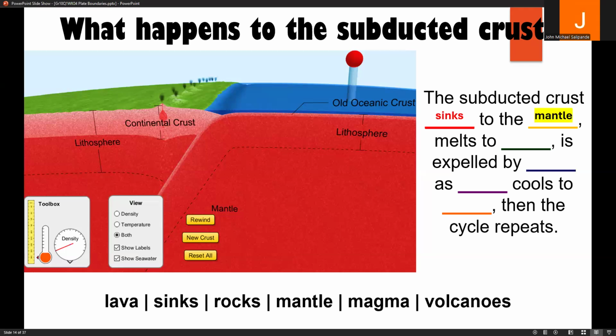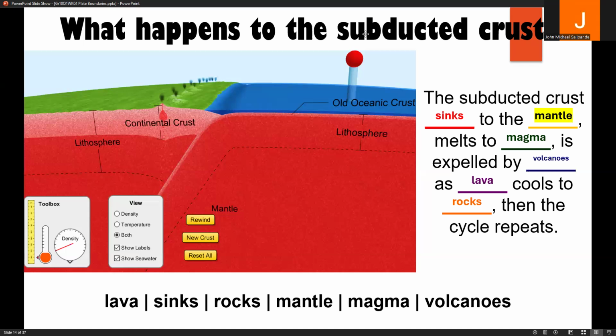So it's solid at first, but because the mantle is hot, the subducted crust melts to magma. And when there is enough accumulation of magma and some buildup of pressure inside, magma is expelled by volcanoes. And remember, once magma is outside the crust, it is now referred to as lava. And once lava cools down, it turns to rocks. And then the cycle repeats.